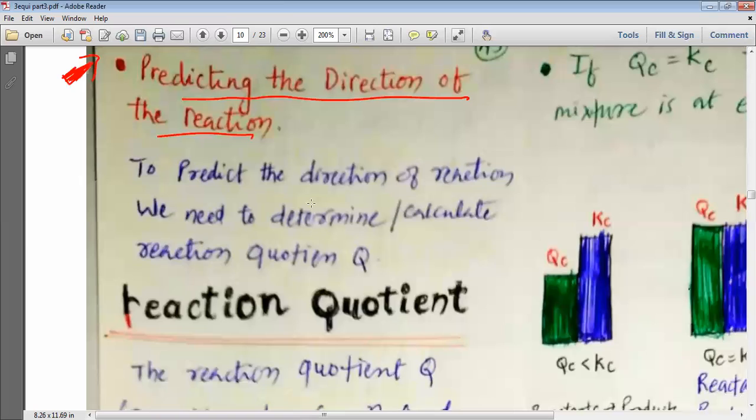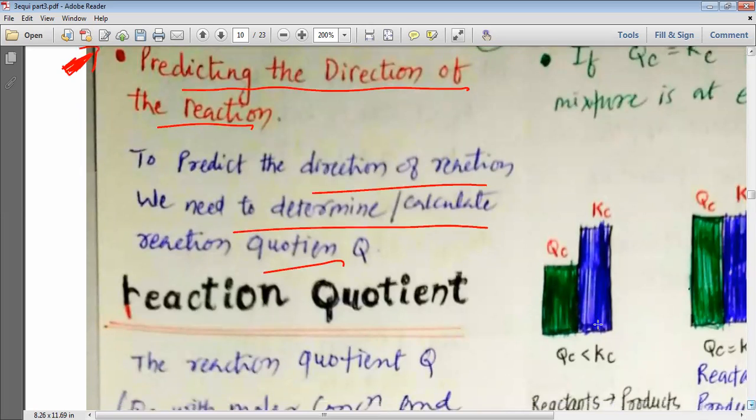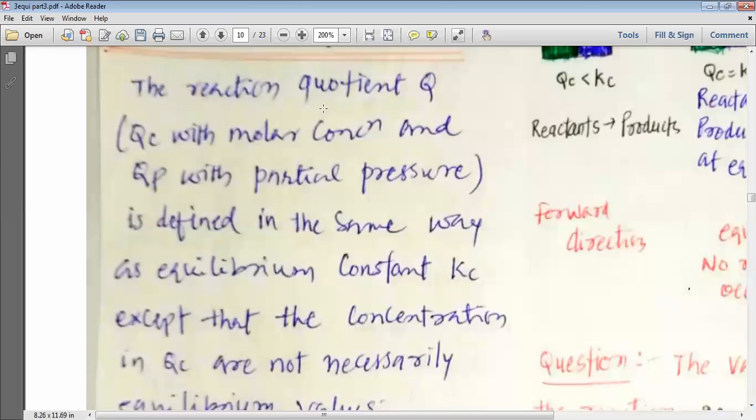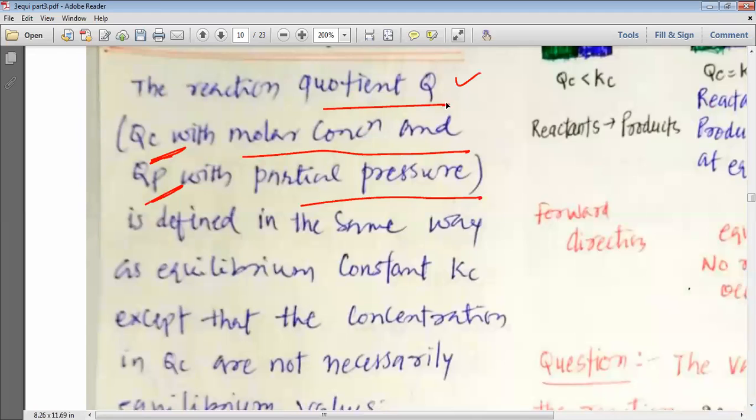So to predict the direction of the reaction, we need to determine or calculate the reaction quotient, which is known as Q. The reaction quotient is Qc with molar concentration, or Qp with the partial pressure. So we need to find out first the reaction quotient. It is called Qc when we have the molar concentration of reactants and products, and we call it Qp if we have the partial pressure of reactants and products available.